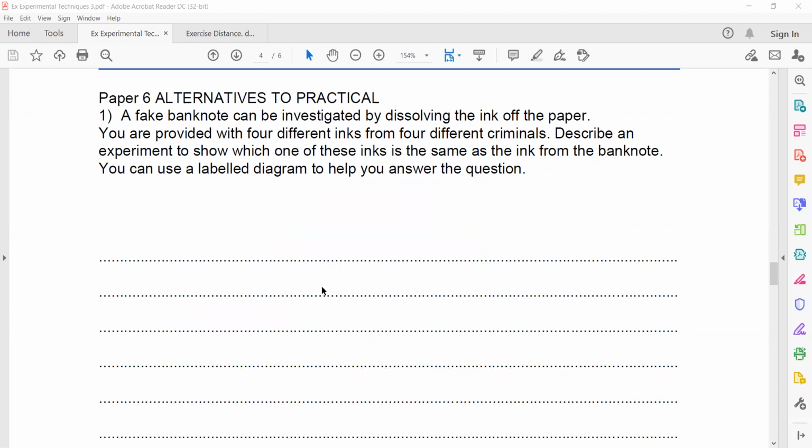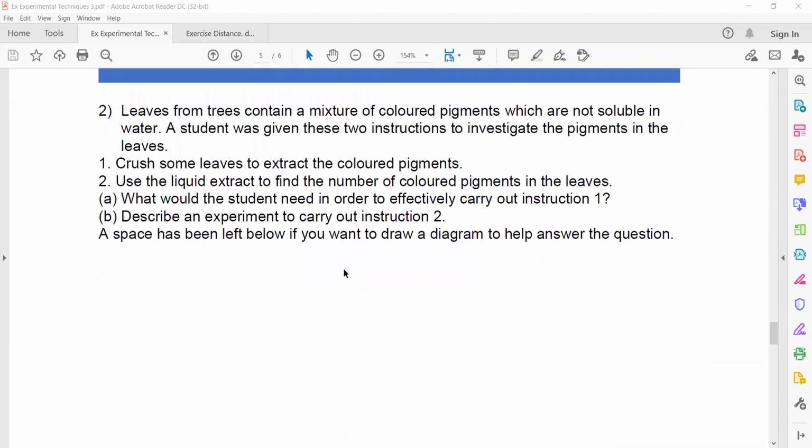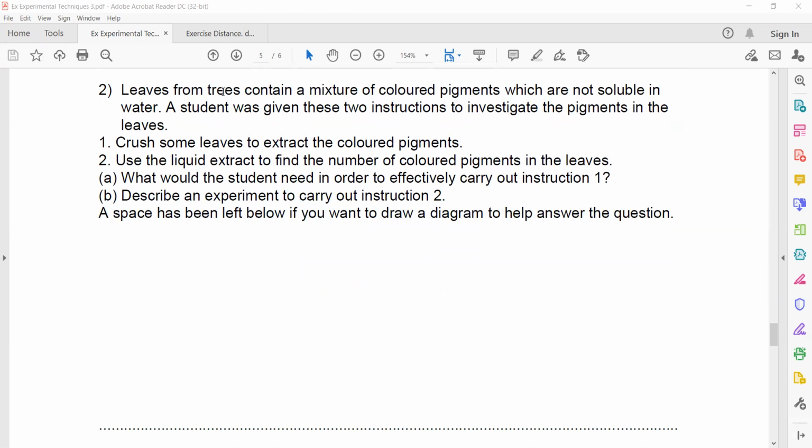Another question, in question 2, leaves are from a tree containing a mixture of colored pigments, like leaves having different colors, which are not soluble in water, so we cannot dissolve them in water. The student was given these two instructions to investigate the pigments in the leaf. So the first instruction is crush some leaves to extract the color pigment. So first he wants to crush and then extract the color and use the liquid extract to find the number of colored pigments. So what do you have to write as the answer for the first one?